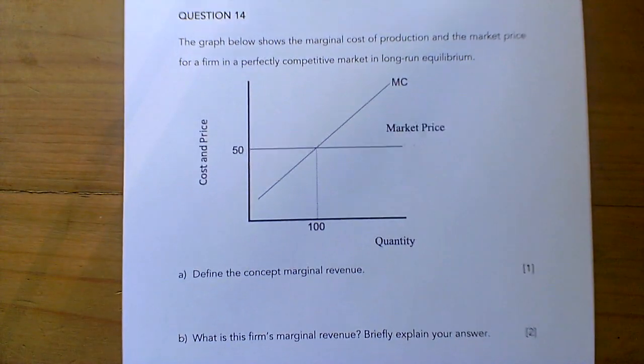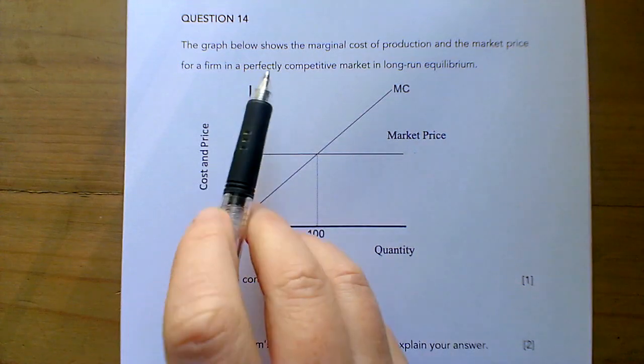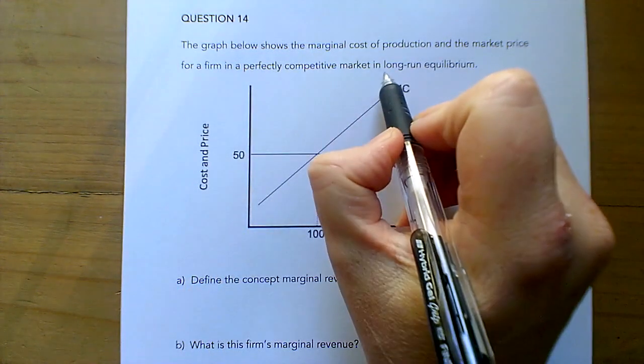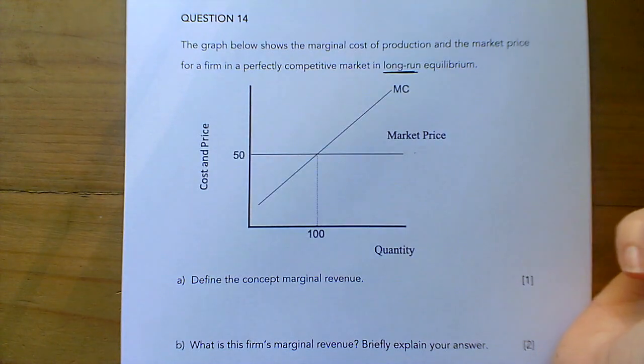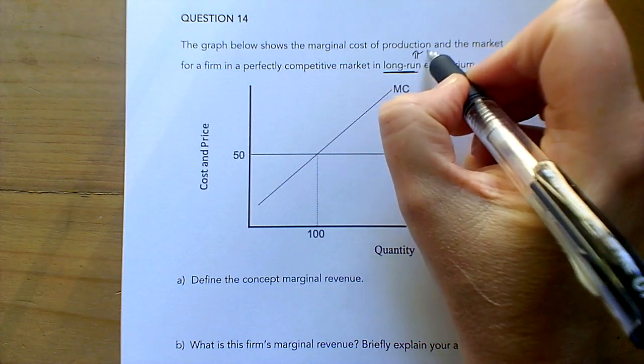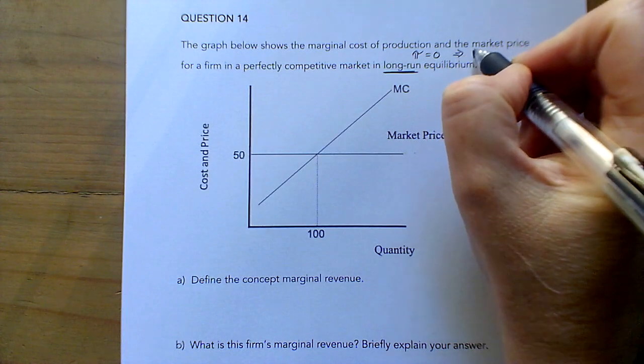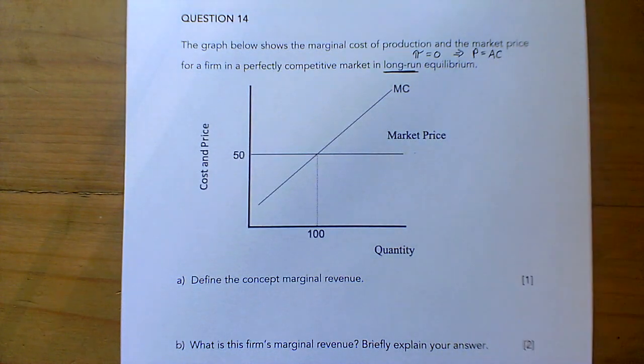Question 14 deals with the same sort of scenario. So we get given the marginal cost of production and the market price for a firm in a perfectly competitive market in long run equilibrium. So again, what does long run mean for this firm? It means they make zero economic profits, or normal profits. In other words, their price and average cost are the same.